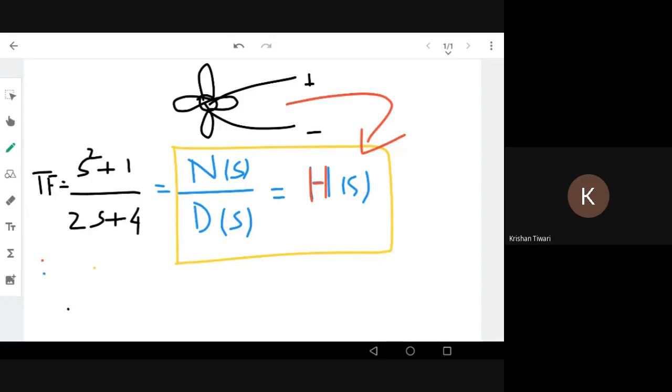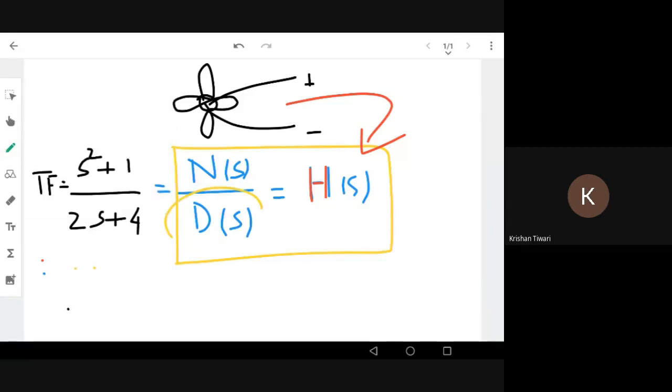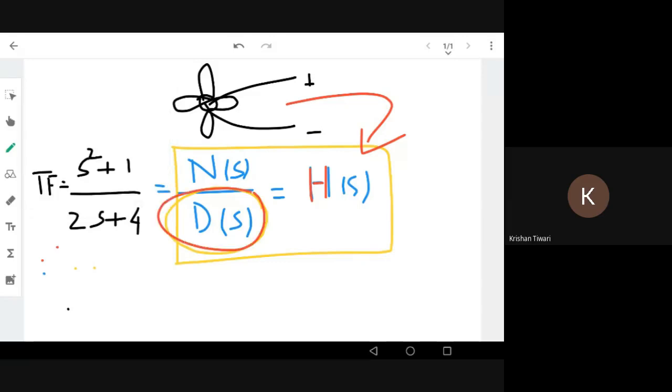Now, we have divided it into N(s) and D(s), right? This D(s) is called the characteristic equation. This equation, the denominator, forms a very important part in understanding the stability of a system. So before going further, we should understand one rule of thumb that we already studied.